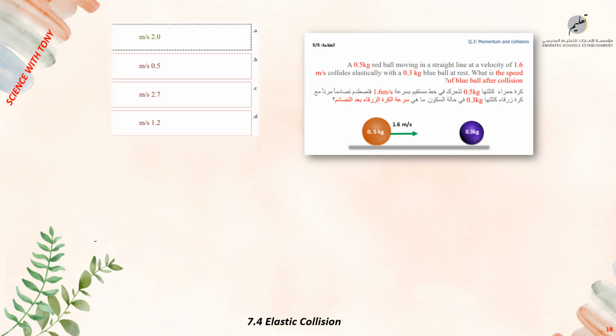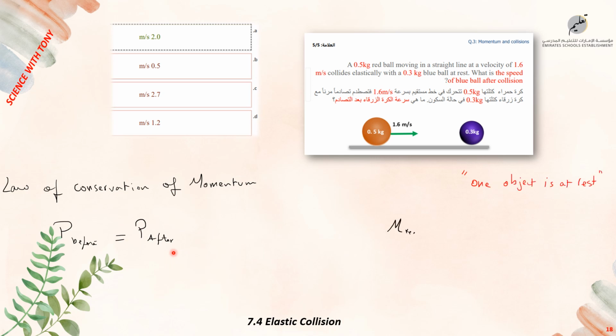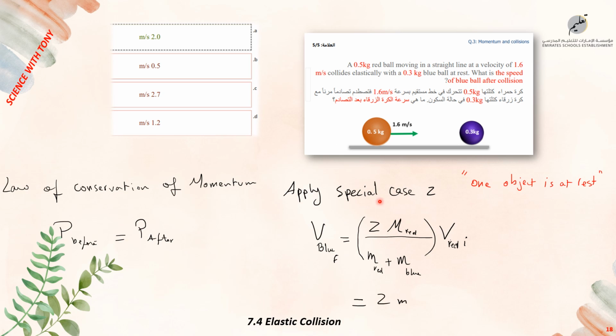And question 17. A 0.5 kilogram red ball moving in a straight line at a velocity of 1.6 meters per second collides elastically with a 0.3 kilogram blue ball at rest. So what's the speed of the blue ball after the collision? Again, let's apply the law of conservation of momentum. The momentum before is equal to the momentum after. So we can apply special case 2, because one of the objects is at rest. So we can directly apply the equation that we learned from chapter 7 section 4.